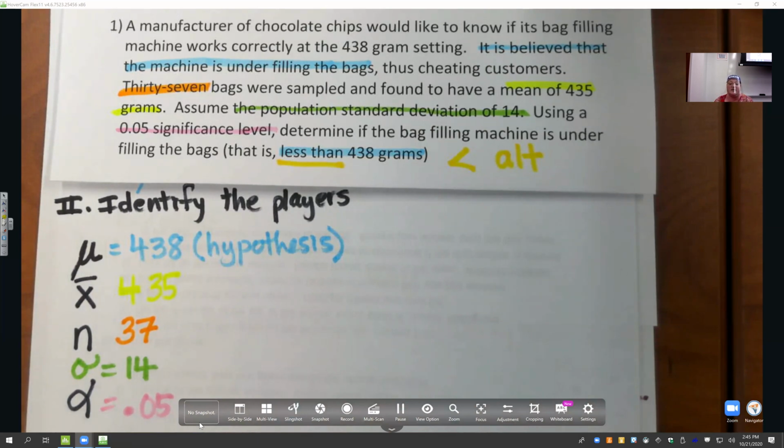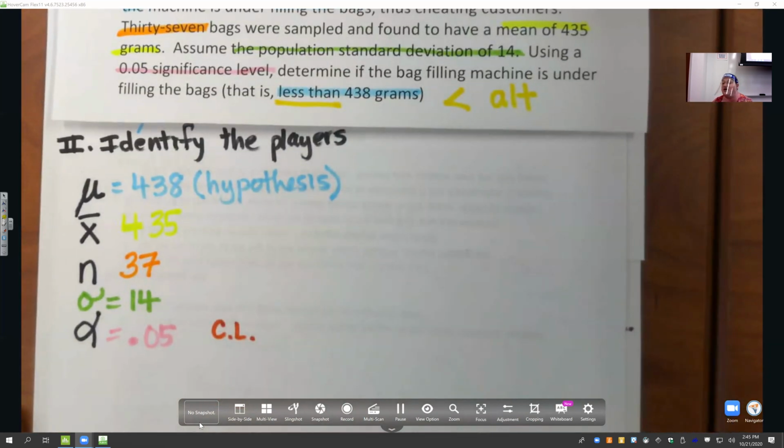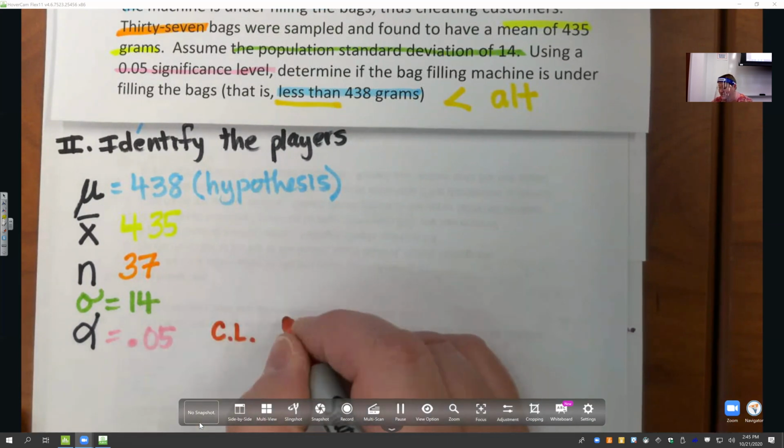So all the information that I need has been given to me in the problem. I've got the population mean, the sample size. In this case, I have the population standard deviation, and I have the significance level. Now, two little side notes here. If my significance level is 0.05, which is 5%, what would be the confidence level? 95, thank you.